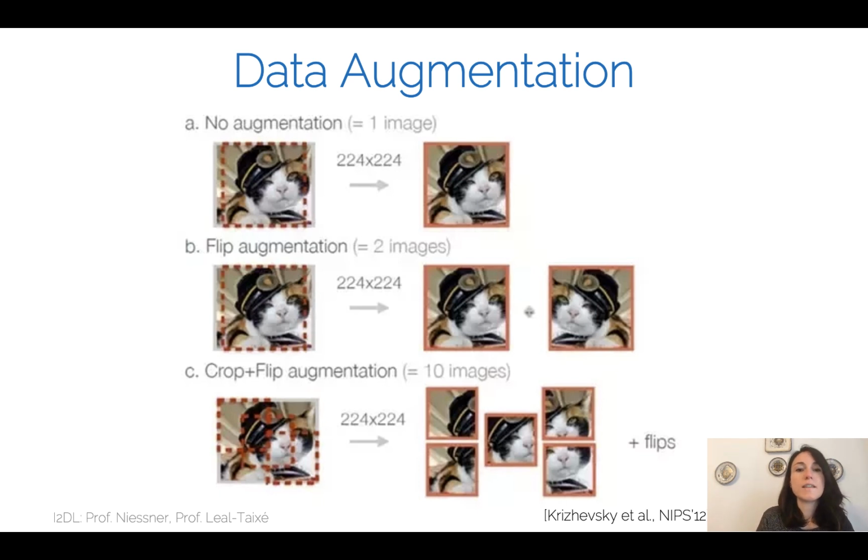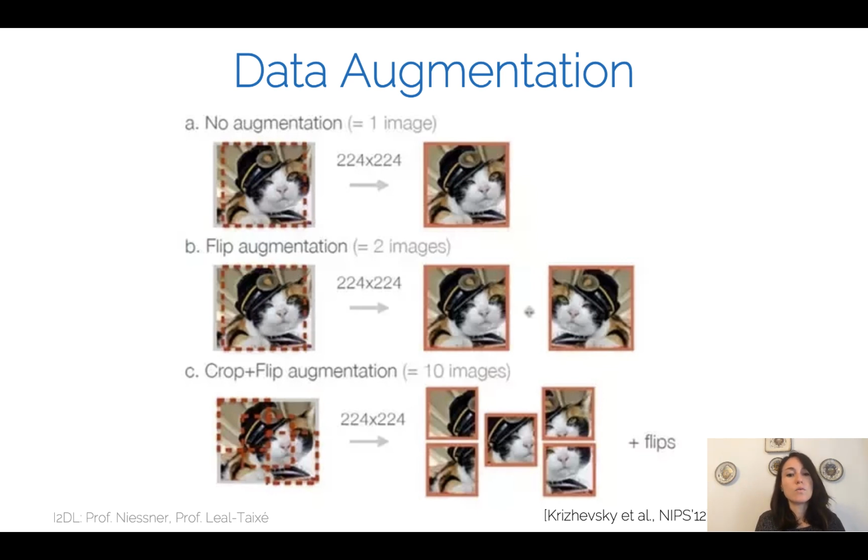So we can see here one way of training a neural network. The first way is by using no data augmentation, in which you take your image, you crop it based on the input size that your neural network actually needs. In this case of AlexNet it was 224 by 224. And you actually use this image for training. So in this case, you have one image to train your neural network.